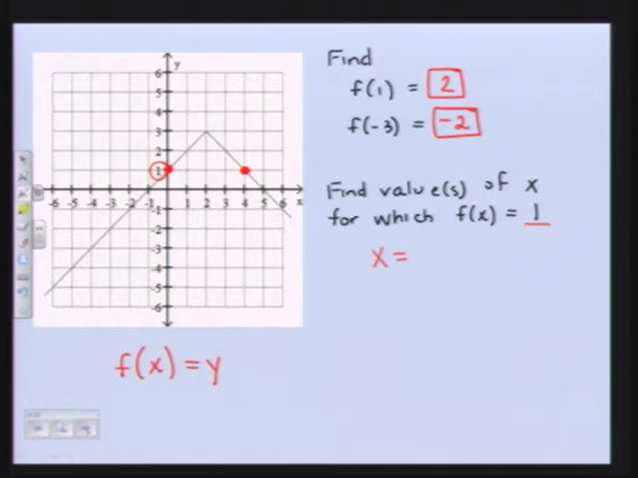Well, on the y-axis, this point right here is our y-intercept. What x value is that? That's going to be the x value of 0. Then we go to the second point over here, and y is 1. What is the x value that corresponds to that? That's going to be 4. So x equals 0 and 4, those are our answers for this. Both of those x values have a y value of 1. So these 2 points, these 2 coordinates, are the answer to that part of our question.